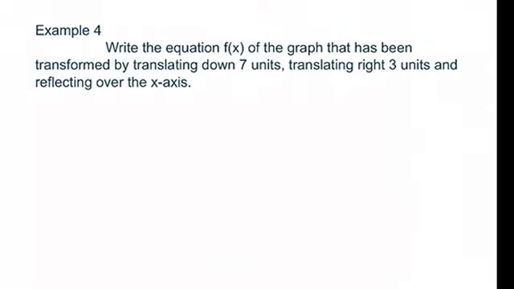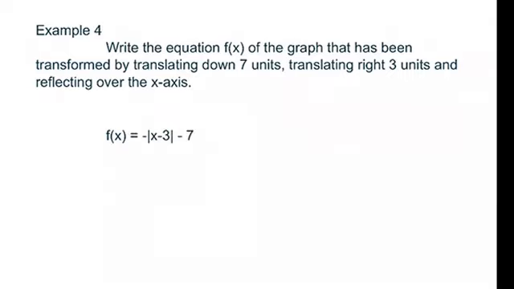Okay, the last example, I want you to write the equation f of x of the graph that has been transformed by translating down 7 units, translating right 3 units, and reflecting over the x-axis. This is just doing what we've done on examples 1 through 3, but going backwards. You were describing after I gave you the equation. Now I'm describing it, and I want you to give me the equation. Hit pause, try writing it, and then hit play again to check your answer.